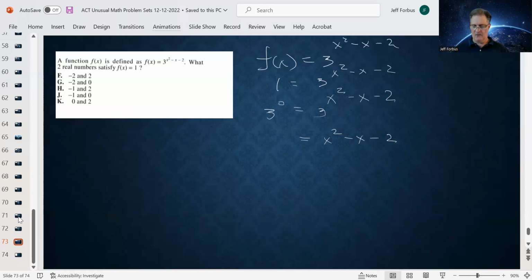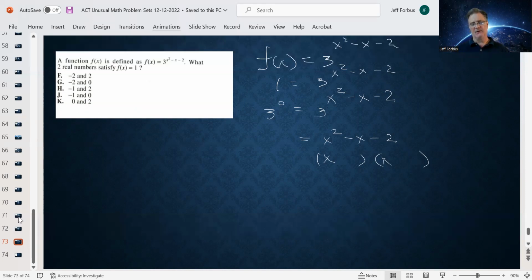Okay, so how do you handle quadratics? Well, you can factor them, right? So this is x squared. This has to be an x. This has to be an x. Let me fix that. All right.